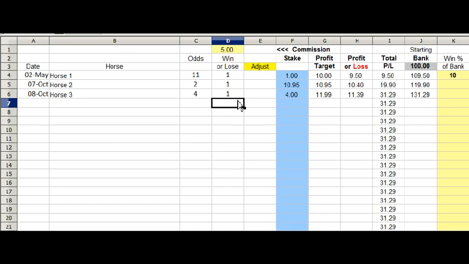So if we're lucky and have some good results and our bank is increasing, we may decide to increase the percentage of our bank that we're looking to win. Even at 10% of 131, we're now aiming for a bigger profit target than before, but if we've had some good results we may increase it. So put 20 in there. We're now looking for a profit that is 20% of our bank with our next bet.